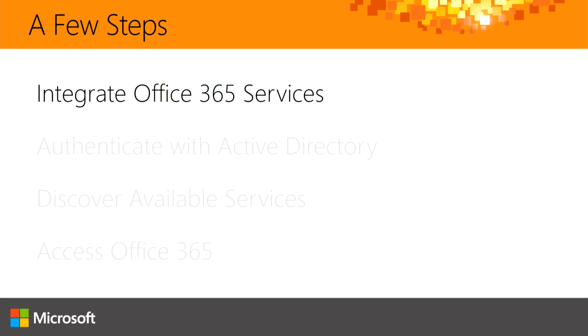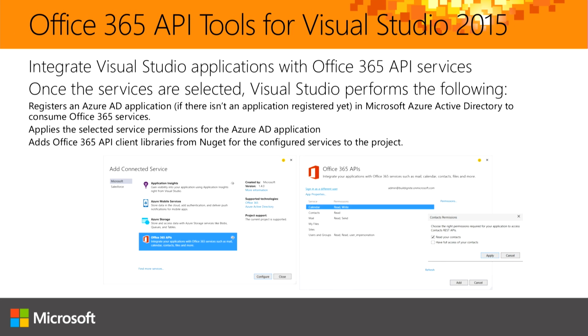So the first thing we need to do is actually get the Visual Studio project aware of Office 365. The capability is shipped in the box with Visual Studio 2015, or if you're using an earlier version of Visual Studio, you can download an extension, or you can reference it via a NuGet project.